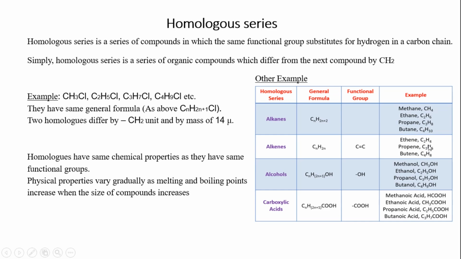Again you will see the difference of CH2 in all the sets. You will see the difference of CH2 unit. Now this is a homologous series that is related to the alcohol group: methanol, ethanol, propanol, butanol. Then the last series that is shown over here is that of the functional group carboxylic acid, COOH. First one is methanoic acid, 1 carbon. Second one is 2 carbon, ethanoic acid. So again between each and every compound here, you will see the difference of CH2 unit.